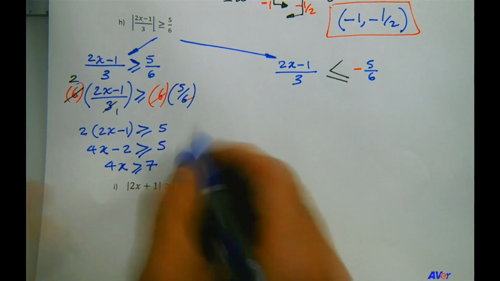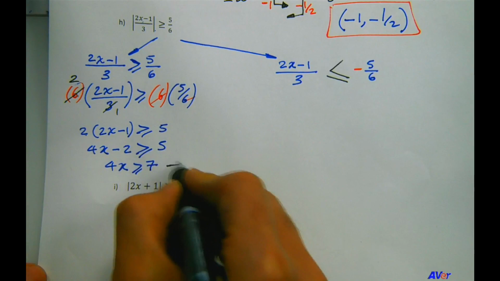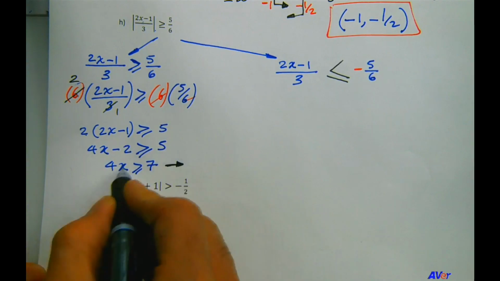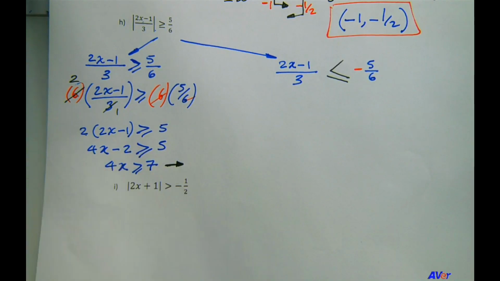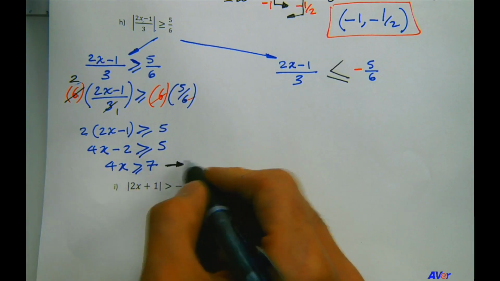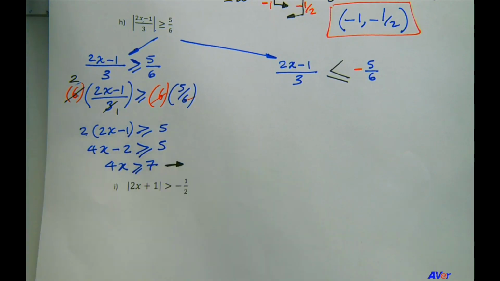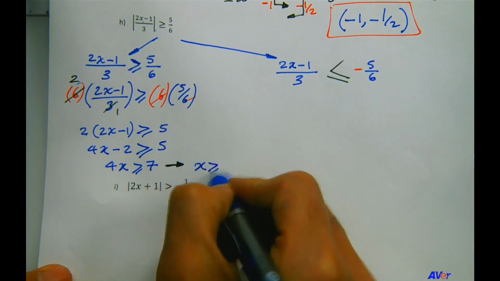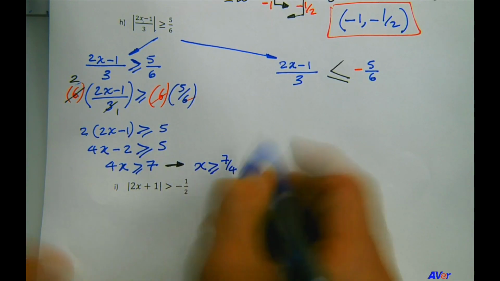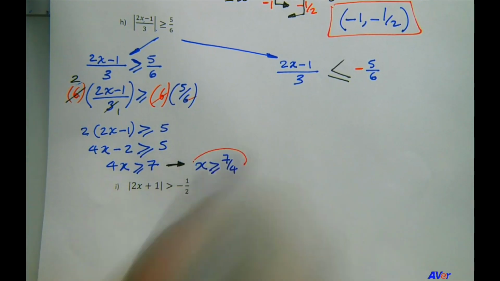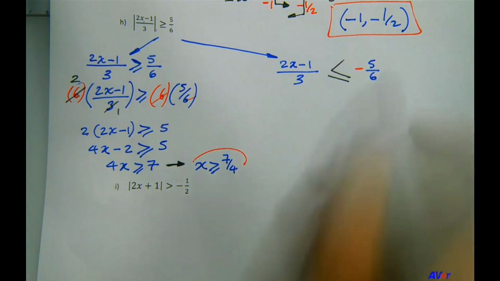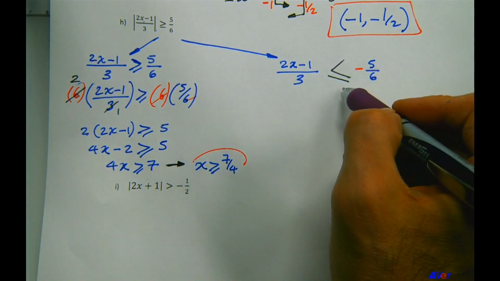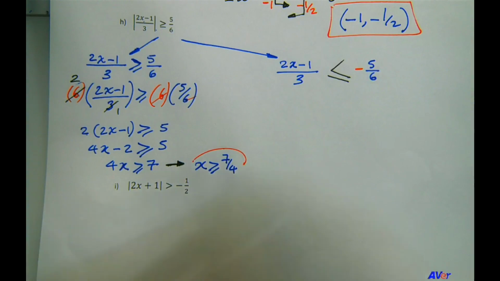So one more step, because x is not isolated yet, right? It's got a 4 next to it. So we have to divide both sides by 4. When we do that, we end up with x greater than or equal to 7/4. So that's one of the solutions. Half of the solution, but this half we are not finished with, right? So let's find what that is.